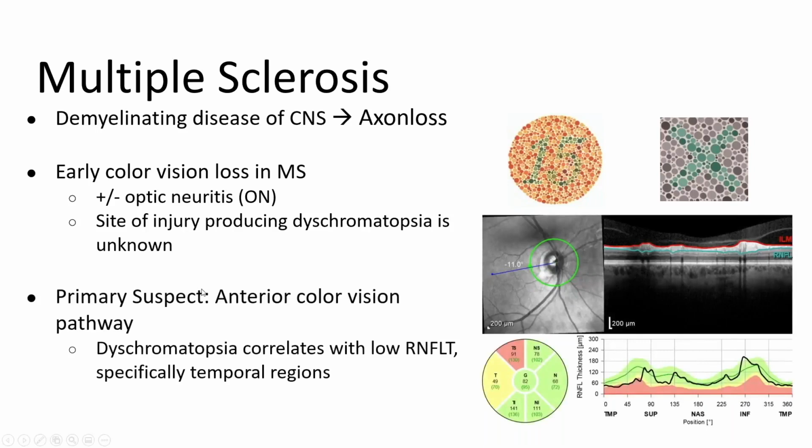The primary suspect is the anterior visual pathways originating at the optic nerve level in the eye. Dyschromatopsias do correlate with thinning of the nerve fiber in the optic nerve. So here's an OCT that looks at the thickness of the nerve fibers between this red and blue line as they dive into the optic nerve. And so color vision loss is associated with thinning of this nerve fiber layer.